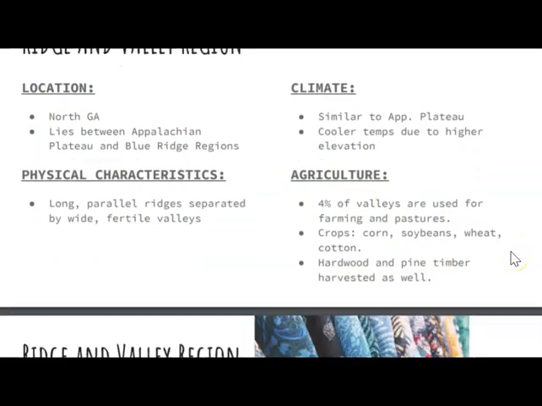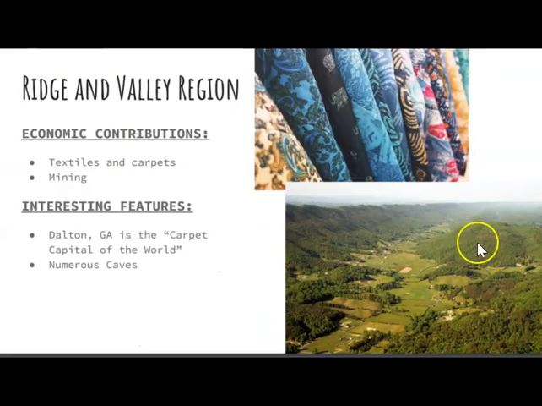And you guys are going to really love this next slide. The Ridge and Valley region. Economic contributions is just a fancy way to say, what do we offer? What are we offering? Textiles and carpets and mining. And just an interesting feature, Dalton, Georgia is the carpet capital of the world, and we have numerous caves in the Ridge and Valley region.